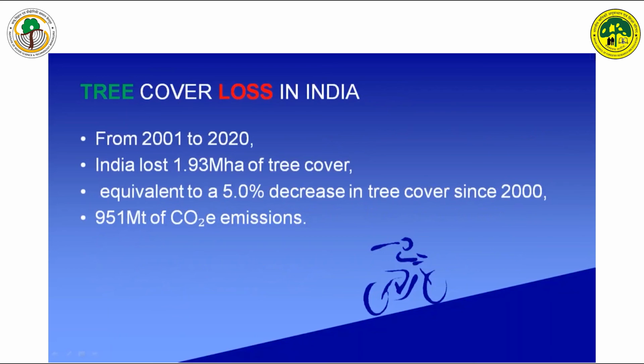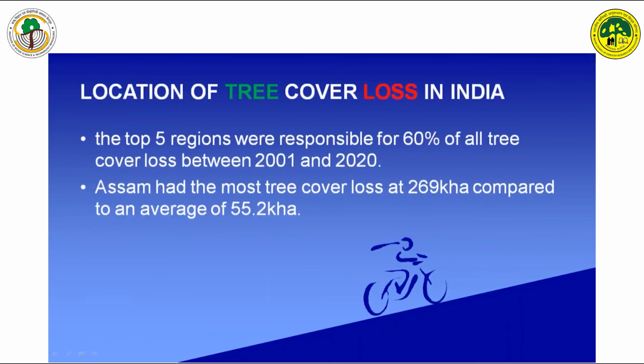And tree cover loss in India from 2001 to 2020 was 1.93 million hectares of tree cover, equivalent to a 5% decrease in tree cover since 2000, with 951 metric tons of CO2 emitted. So carbon sequestration and carbon emissions play a vital role in the forest. If you grow the forest, you can save the world, not only India.